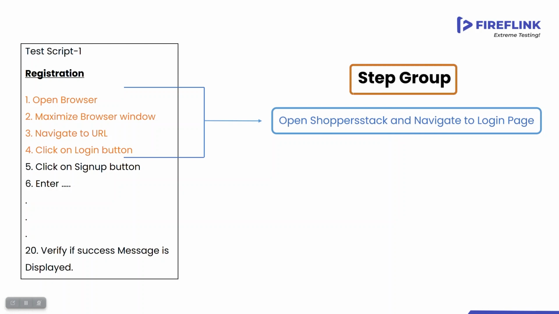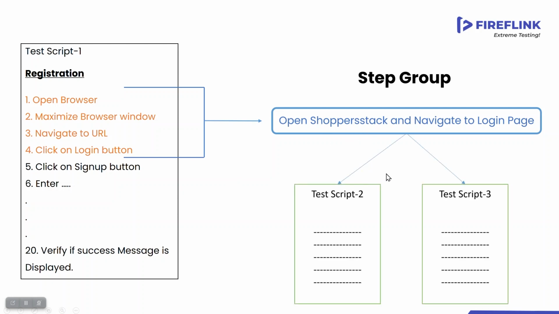Now in my other scripts, whether it is a login script or a search script, do I need to write these four steps again? Not required. I will call this one step group in all my other scripts, so that I need not write the same steps again and again. Here I am making use of the step group which has all four steps, and I am reducing the time in script development. This is the purpose of using the step group concept.